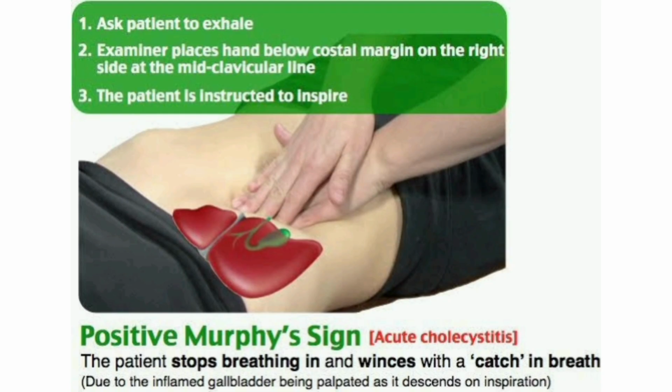While testing for Murphy's sign, hook your left thumb or the fingers of your right hand under the costal margin at the point where the lateral border of the rectus muscle intersects with the costal margin. Now ask the patient to take a deep breath, which forces the liver and gallbladder down toward the examining finger. Watch the patient's breathing and note the degree of tenderness.